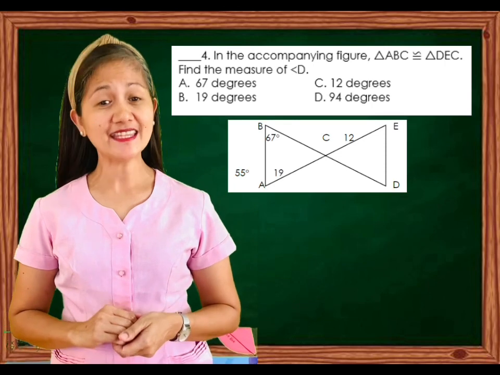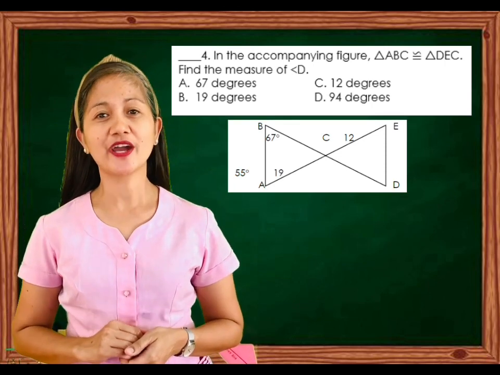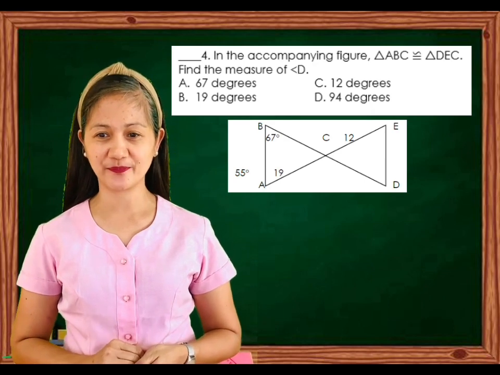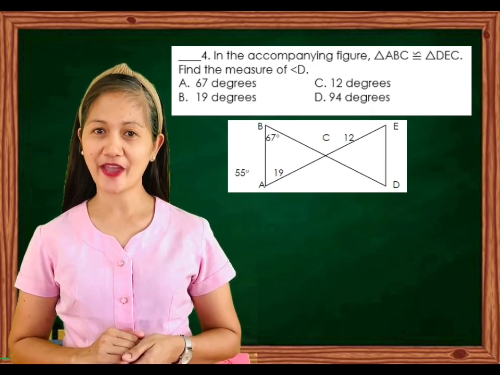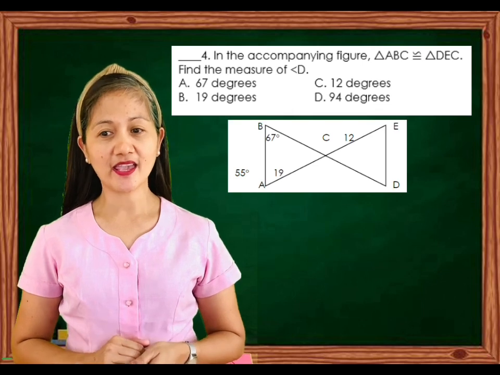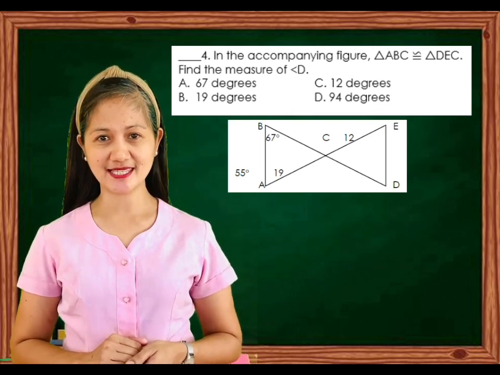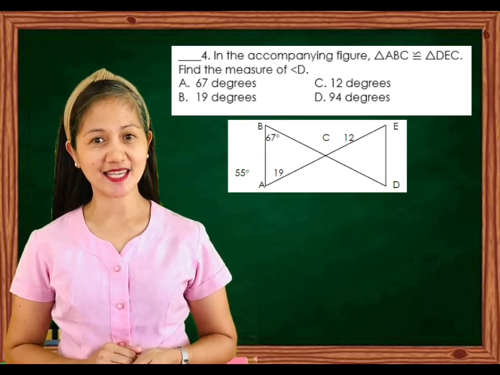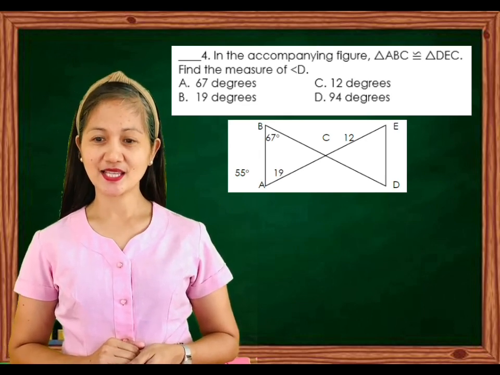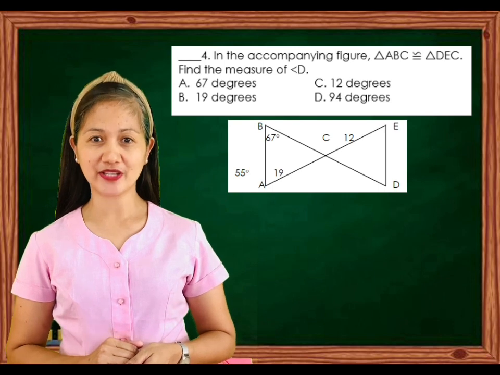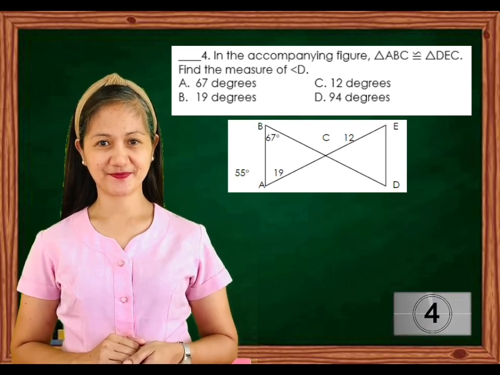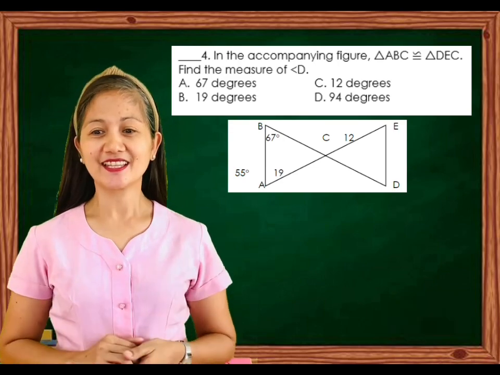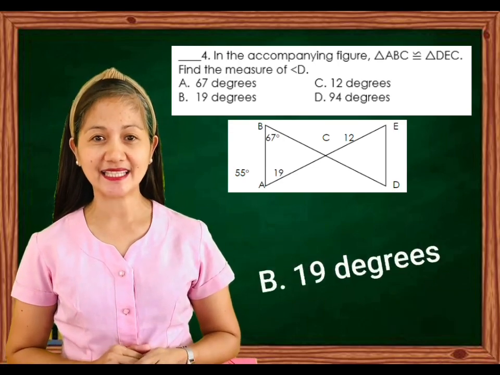4. In the accompanying figure, triangle ABC is congruent to triangle DEC. Find the measure of angle D. A. 67 degrees. B. 19 degrees. C. 12 degrees. D. 94 degrees. Indeed, the answer is 19 degrees.